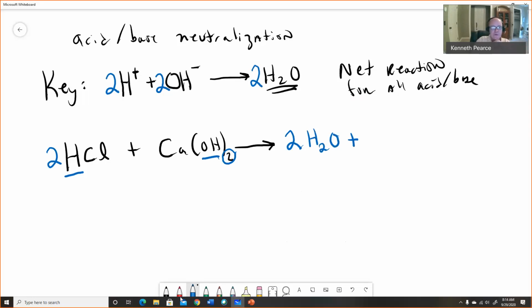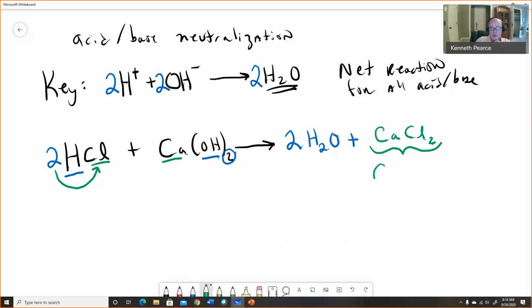Now, we still have the calcium and the chloride. And there's 1 calcium on the left, so we put 1 calcium on the right. And now I have 2 chlorides, and so I have 2 chlorides on the right. And now this equation is balanced. Also, this is charge balanced, the calcium chloride. And remember, we always have to have the net charge equal to 0.